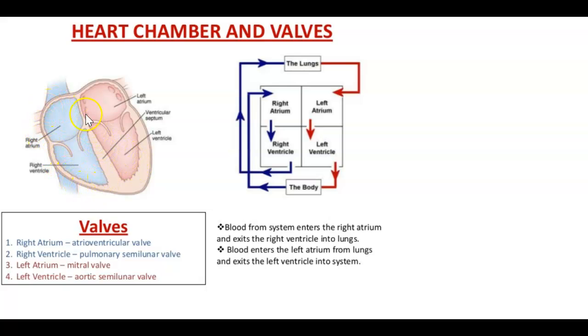The blood, which is blue, is deoxygenated on the right side of the heart. The blood on the left side of the heart has already received oxygen from the lungs, so this is oxygenated blood.